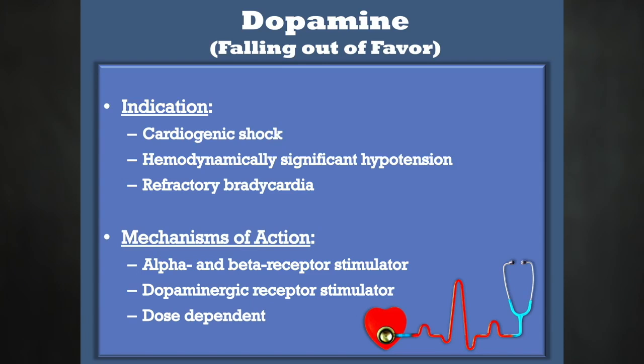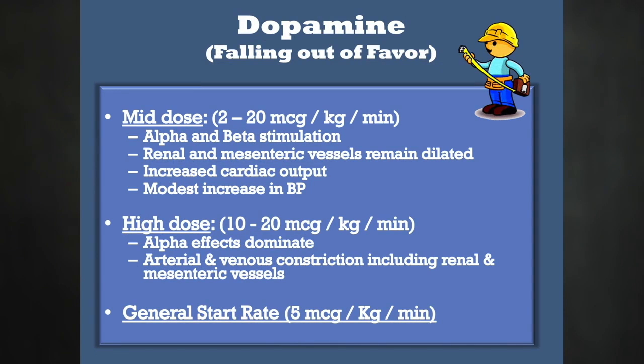And it's dose dependent. The mid dose is generally where we start, where you get a little bit of alpha, a little bit of beta, so the heart beats a little bit harder, a little bit faster, but it also doesn't affect the renal and mesenteric vessels, meaning that the kidneys are still perfused at these mid doses.